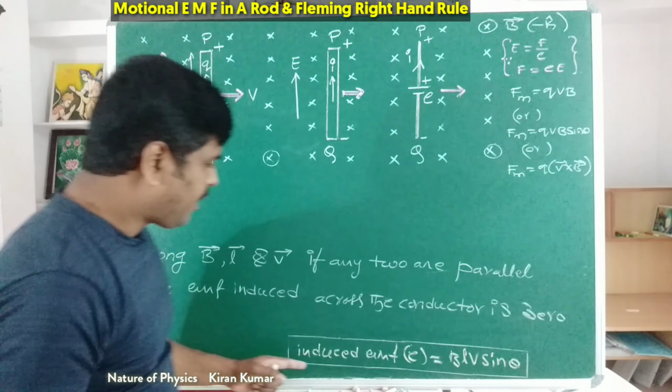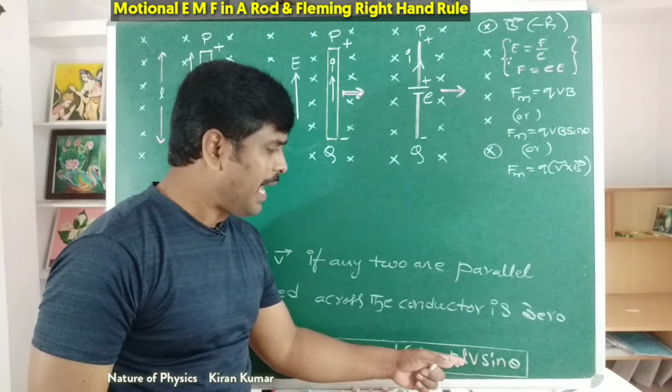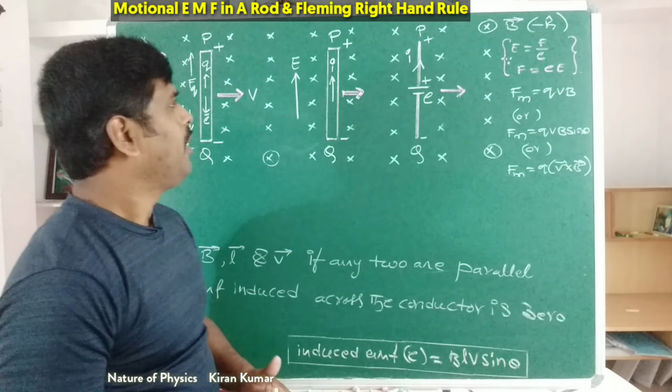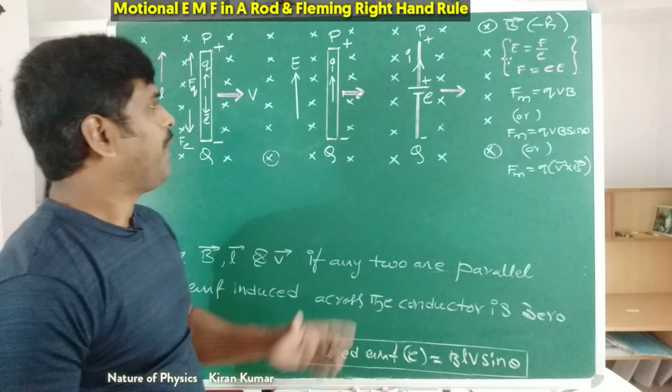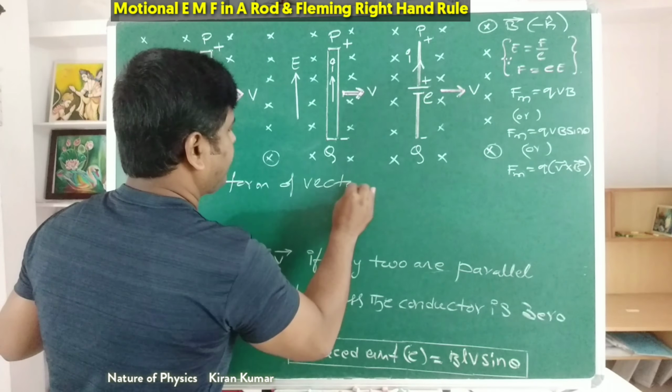Here we got induced EMF E, which is equal to BLV sine theta, when a conductor moves with a velocity V in a uniform magnetic field. EMF is developed in the conductor, so that we can write it in the form of vectors.